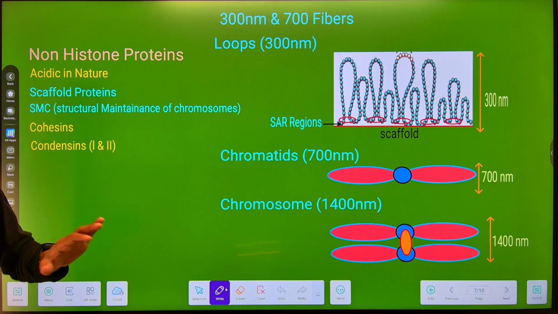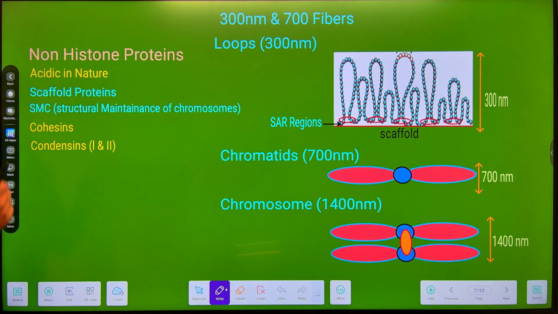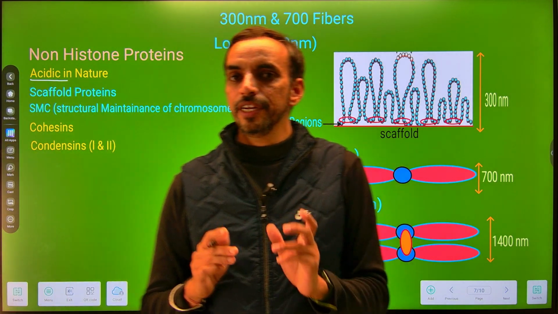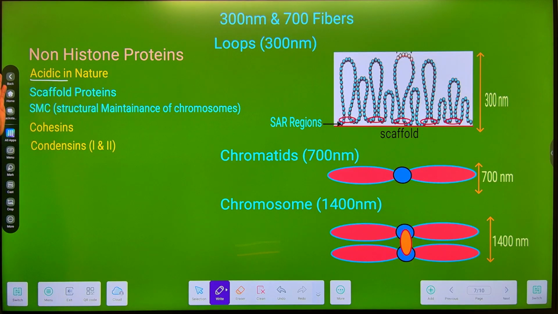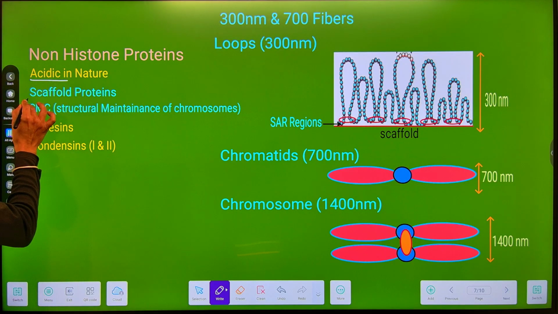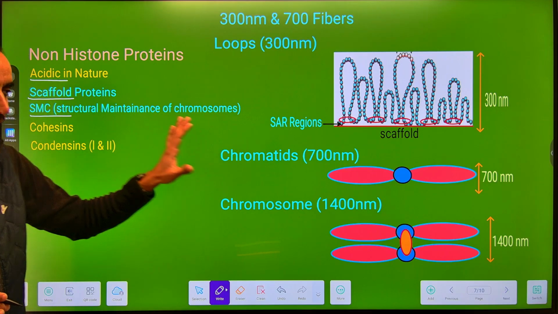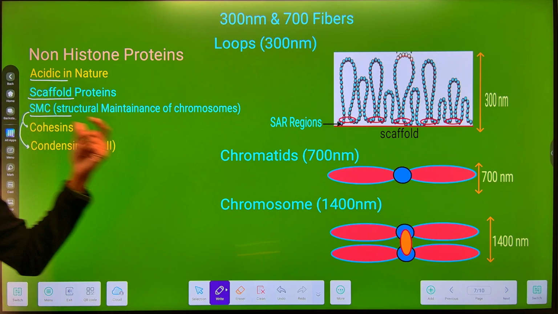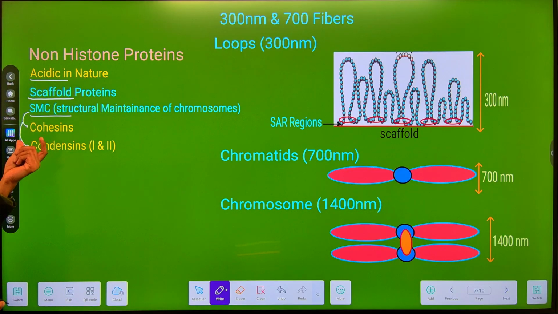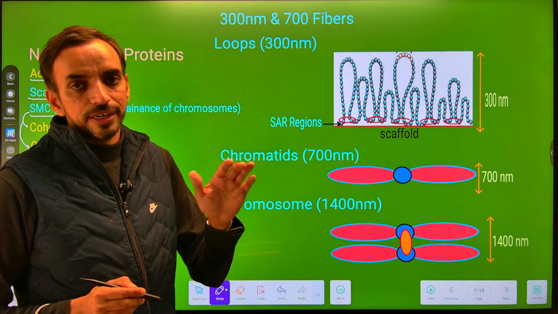So there is an interaction of 30 nm fiber with some non-histone proteins. Now these non-histone proteins are generally acidic in nature. जैसा कि अपन ने पढ़ा, histones are basic in nature, made up of lysine and arginine amino acids. वहीं पे जो non-histone proteins हैं they are acidic in nature, which include some scaffold proteins. SMCs means structural maintenance of chromosome proteins, that include the cohesins and the condensins, जिसके बारे में अपन ने पहले भी बात करी, अब डिटेल में बात करते हैं. So we are having cohesin and the condensin, and the condensin is further divided into two types, condensin 1 and condensin 2.